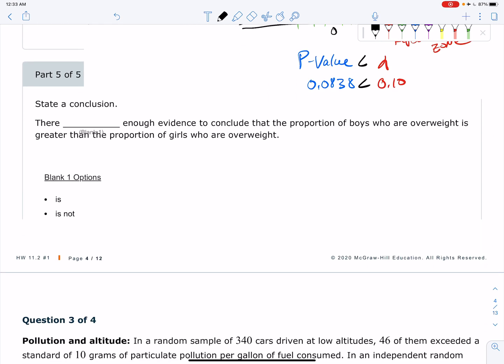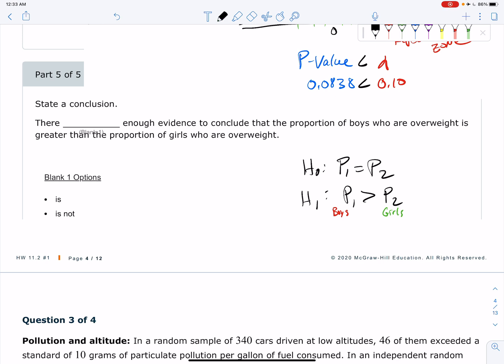Let's take a look at what that meant. Remember what our null was again? Our null said that p sub 1 equals p sub 2. Our alternate said that p sub 1 is greater than p sub 2. And remember, p sub 1 were the boys. Remember, p sub 2 were the girls.